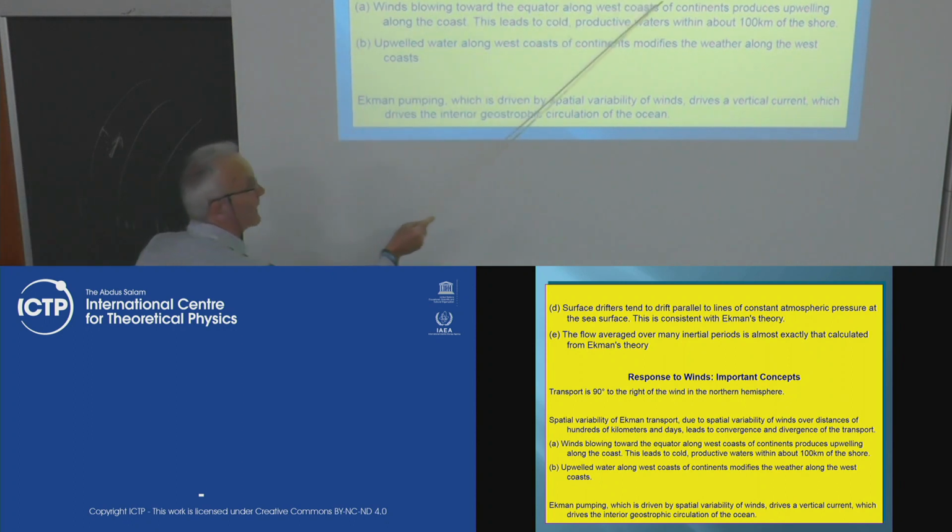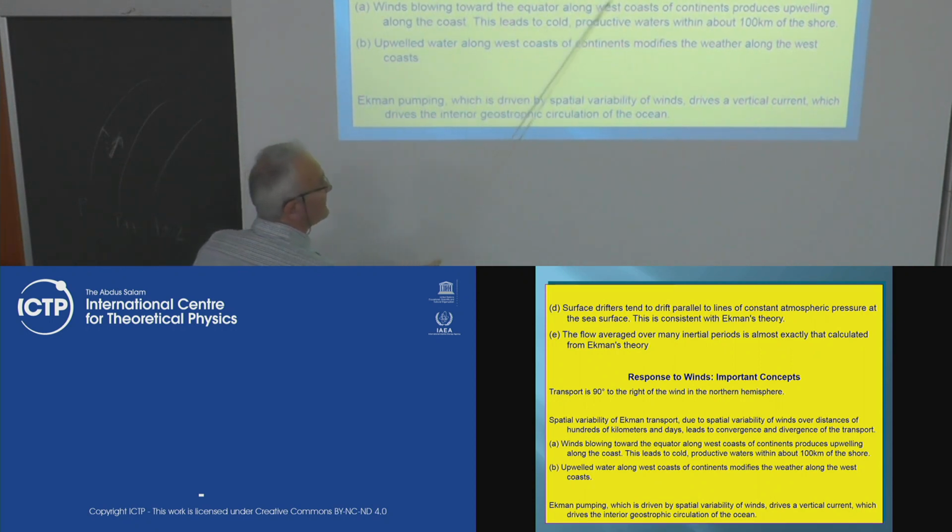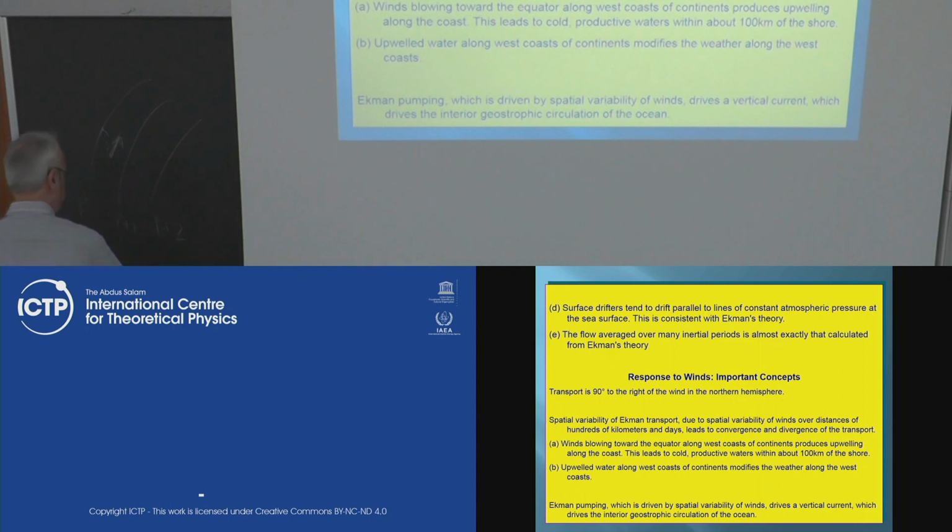Spatial variability of Ekman transport, due to spatial variability of winds over distances of hundreds of kilometers and days, leads to convergence or divergence of the water transport. What does that mean? Let me just put it here. What that means, if we have spatial variability of Ekman transport.